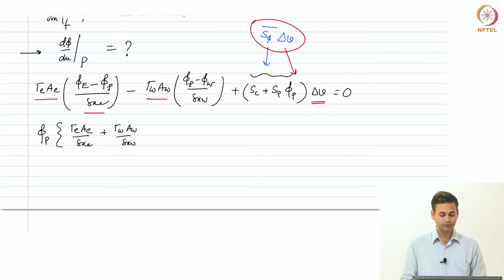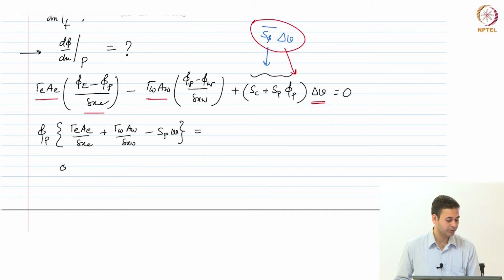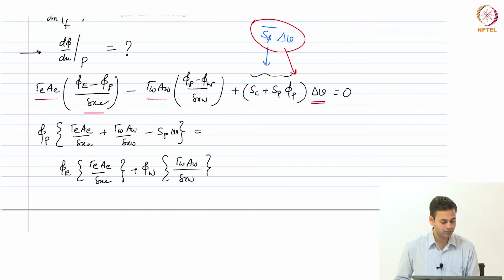Are there any other terms with SP? We have one more term which is multiplying phi P, that would become minus SP delta V, equals, what do we have on the right hand side? On the left hand side now, essentially that would be phi east times gamma east A east by del xe plus phi W times gamma west A west by del xw plus what else?